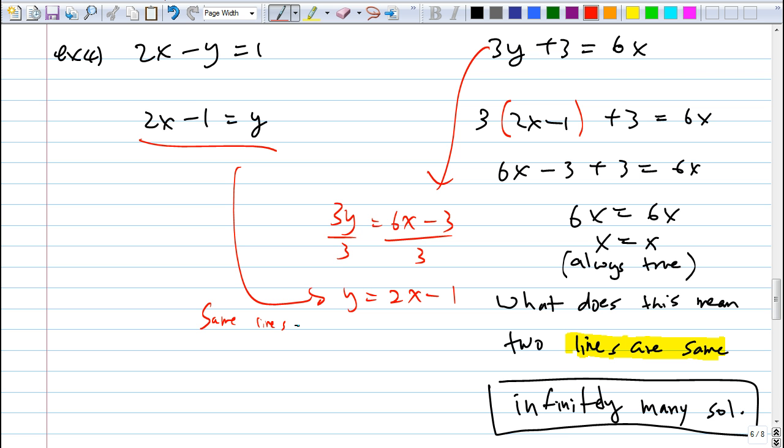Does that make sense? Why we get infinitely many solutions? Again, infinitely many solutions. Does that mean any ordered pair will work? No. Which ordered pairs will work? Any on the line. Yeah, any ordered pair that's on this line. Does that make sense? Can you do something like this for your homework tonight? Is this pretty straightforward? Okay, very good.